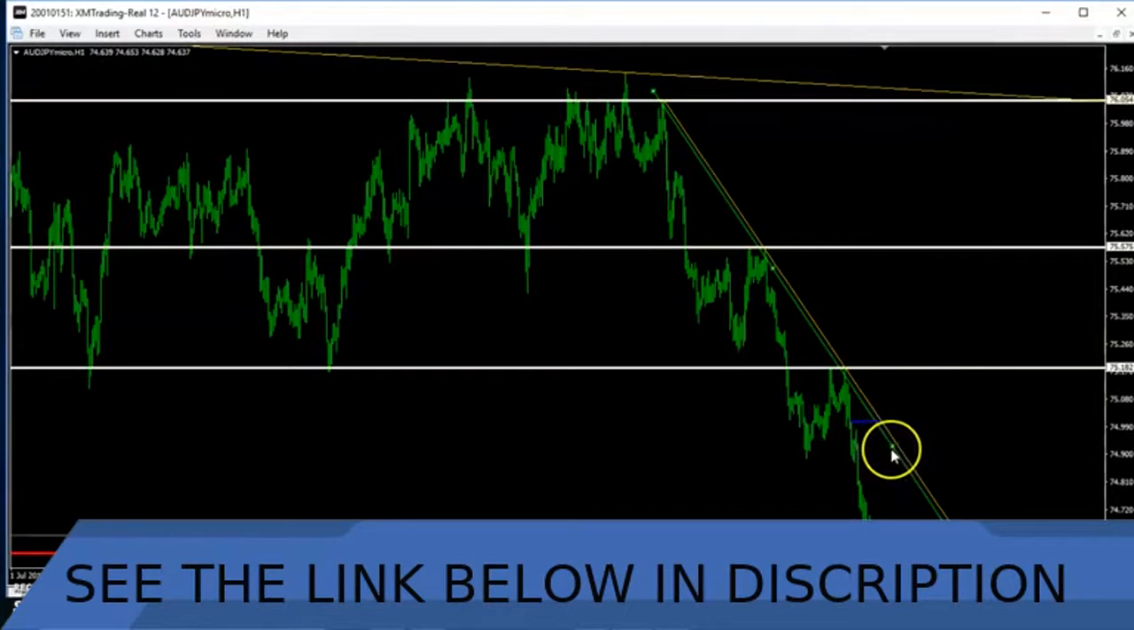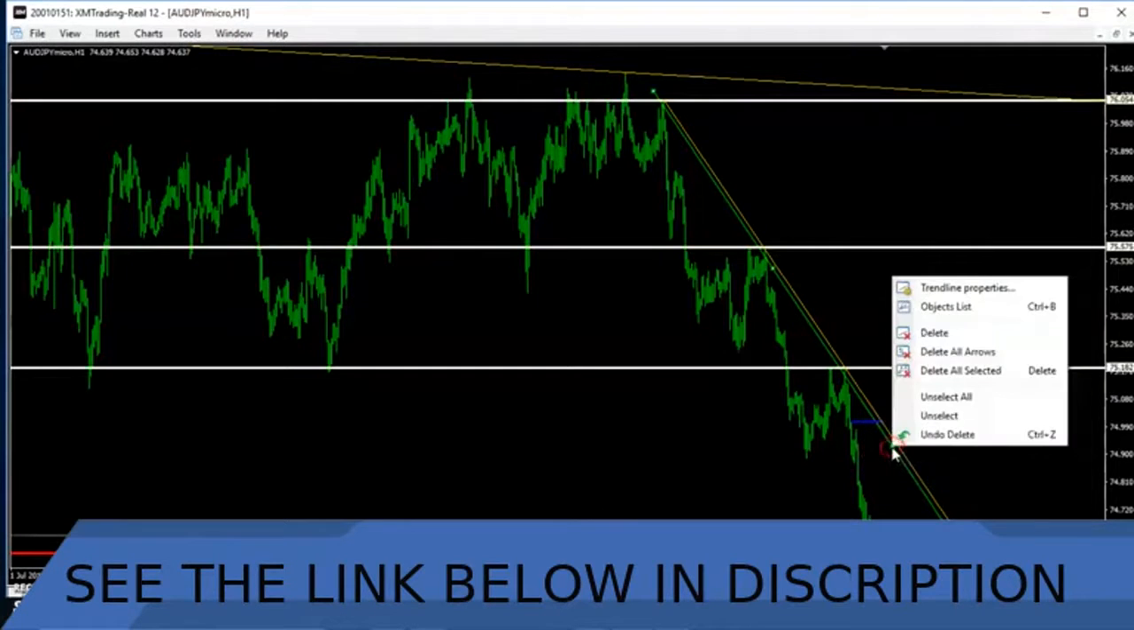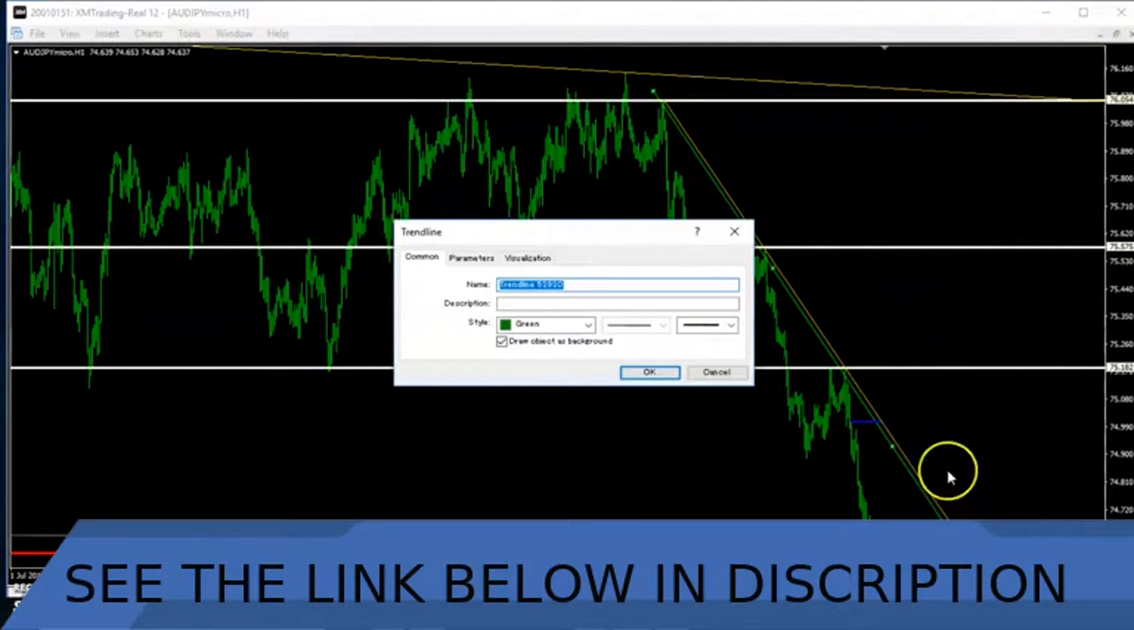Trendline EA, MQL5.com. Okay, when you put it here, the way I did it in my last video, last lesson, that's when you can result to trend.